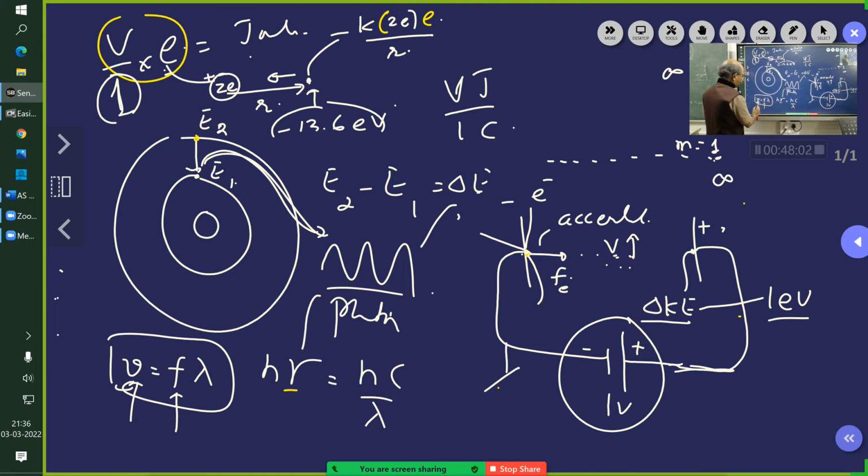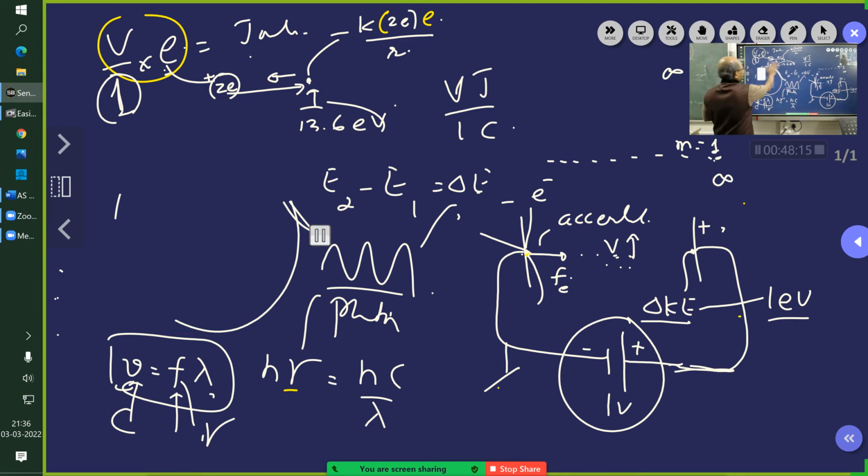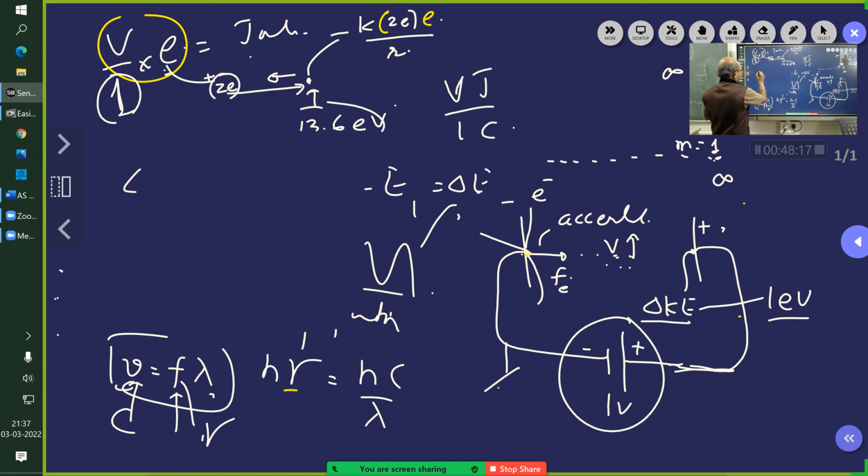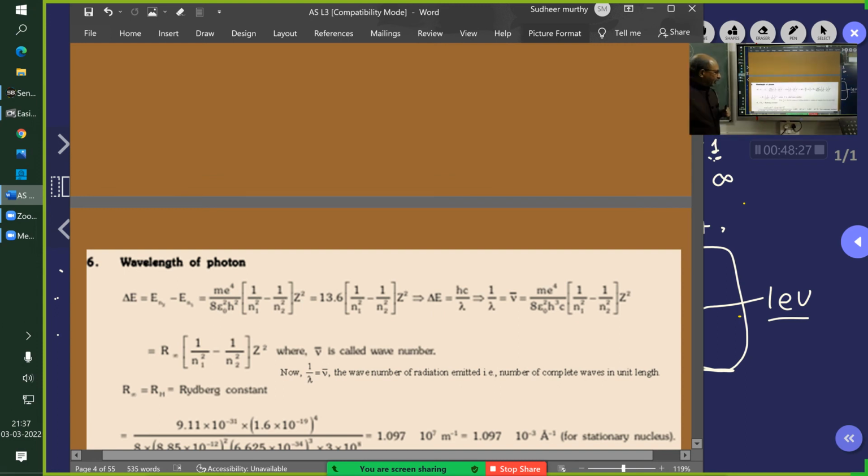So we used to write it, and here instead of v, we have got c, and we have got lambda here, and instead of f, we have got nu. And therefore, h nu will become like this. And obviously, our delta E is now going to take this form, h nu. And here, nu we are writing as c by lambda. So delta E is equal to h c by lambda.